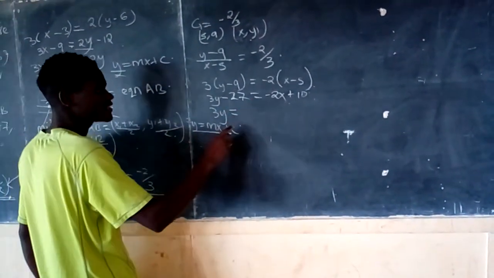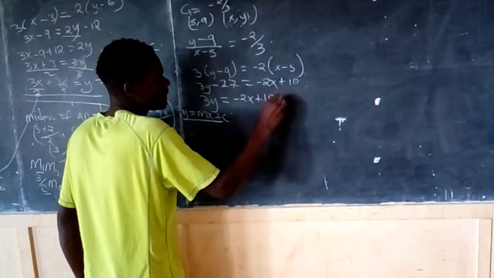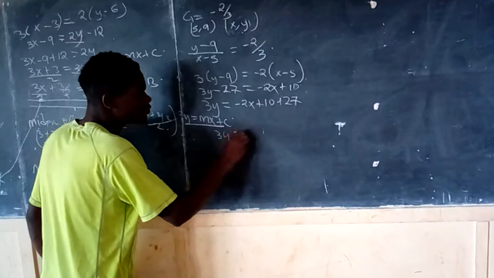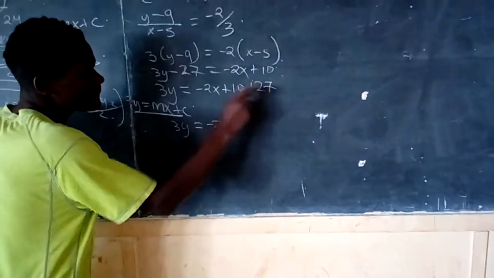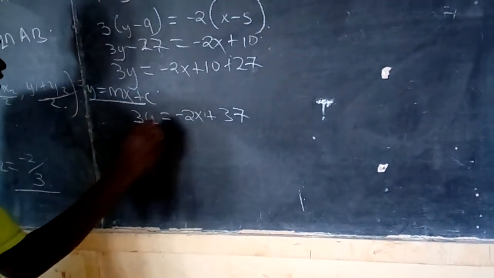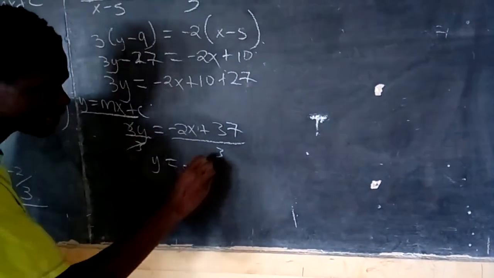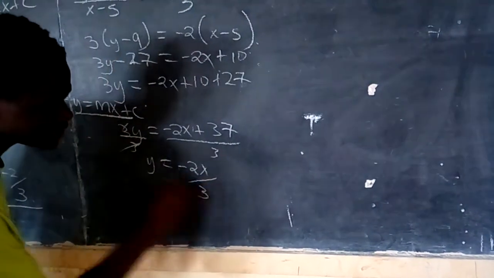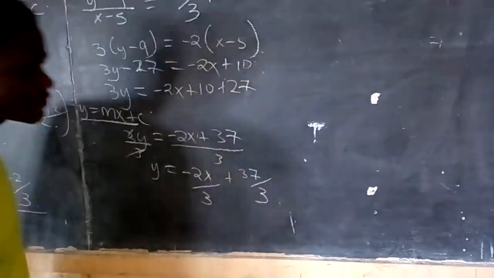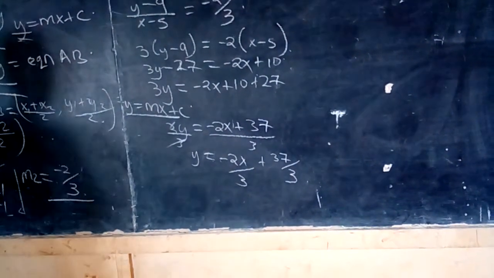Now taking that constant to the other side, I find that 3y is equal to negative 2x plus 10 plus 27. Now what is that? I find that 3y is equal to negative 2x plus 37. Now I divide both sides by 3, that cancels. y is equal to negative 2x over 3 plus 37 over 3. Now that is an equation of that line.